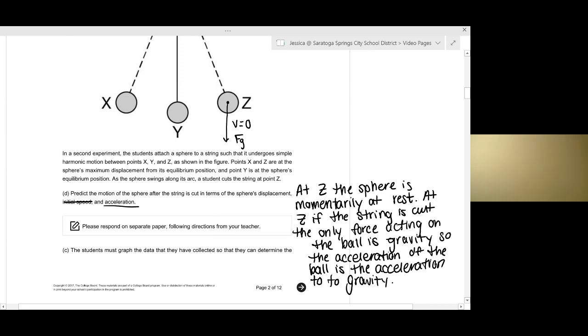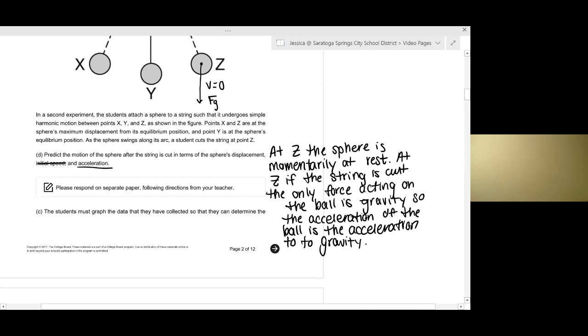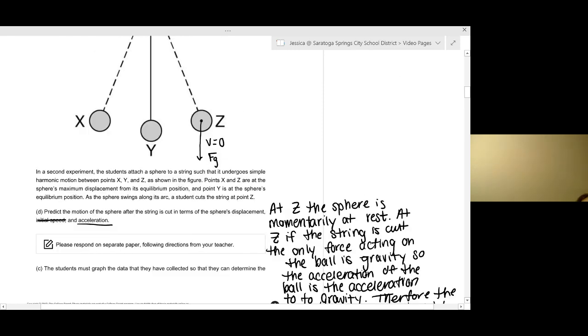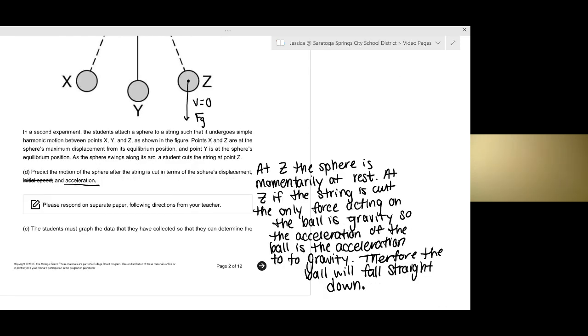Now we need to talk about what actually happens to the ball. If we have an initial speed of 0 and the only force acting on us is a downward force of gravity, then we're just going to fall straight down. Therefore, the ball will fall straight down.